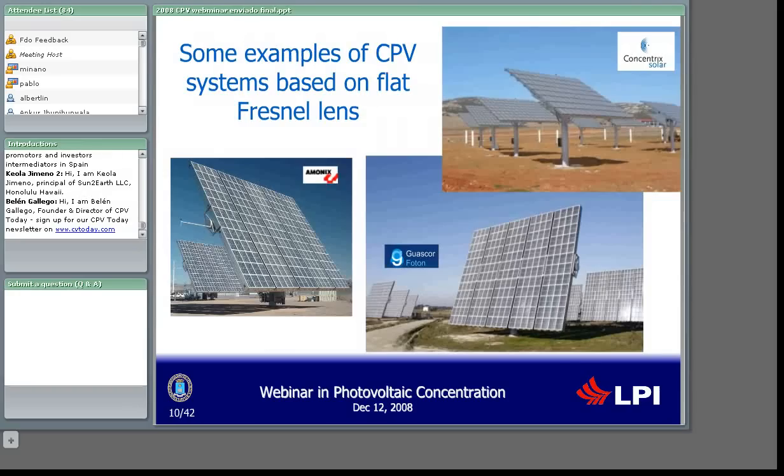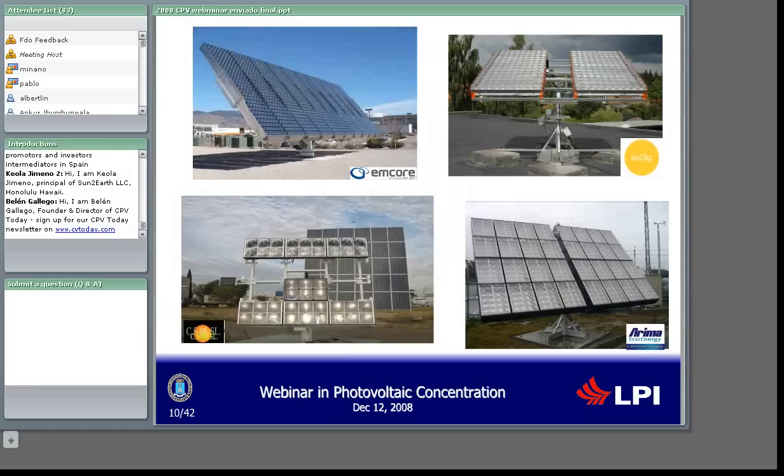These are a few examples of some of the systems that are now commercial based on flat Fresnel lenses. This has been taken from websites. We can see from Amonix, Wascore Photon, Concentric Solar, MCore, Sol3D, Rima, Renovalia. All these are just examples. There are many other companies that are making products based on flat Fresnel lenses. It's the most popular concentrator optics.